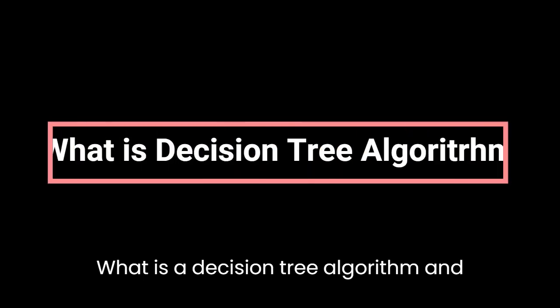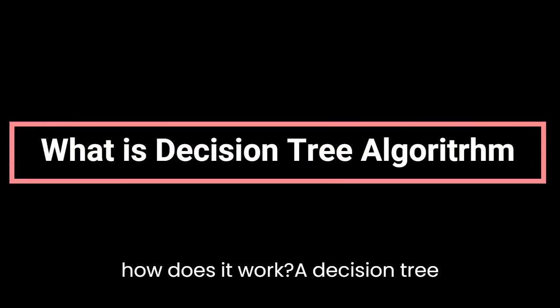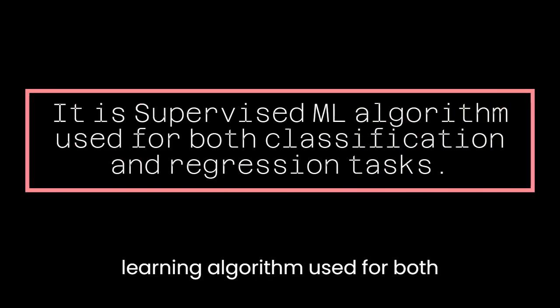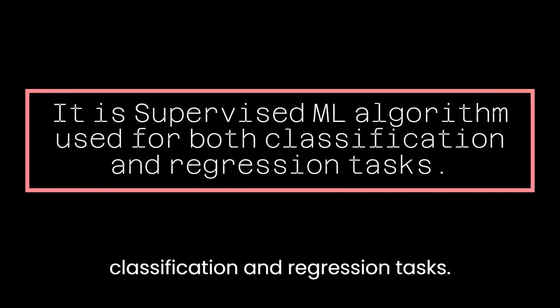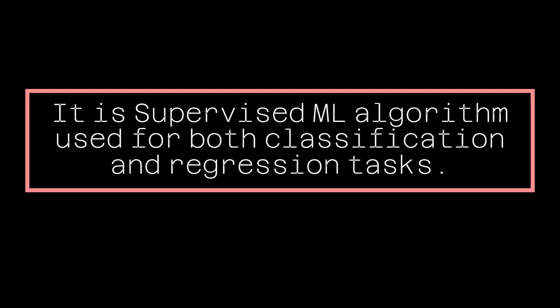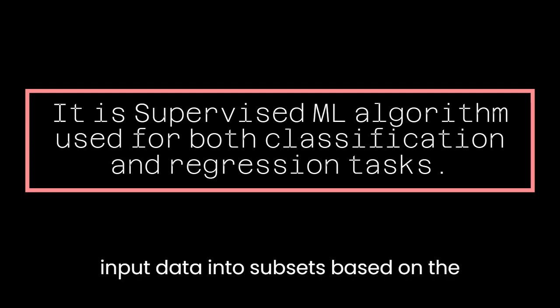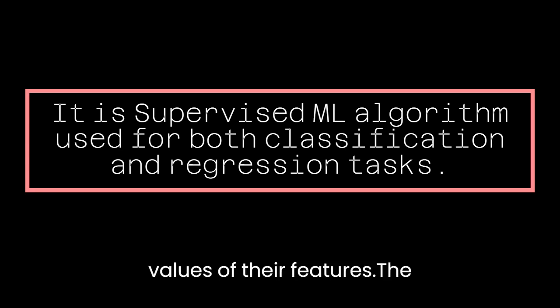What is a decision tree algorithm, and how does it work? A decision tree algorithm is a supervised machine learning algorithm used for both classification and regression tasks. It works by recursively partitioning the input data into subsets based on the values of their features.